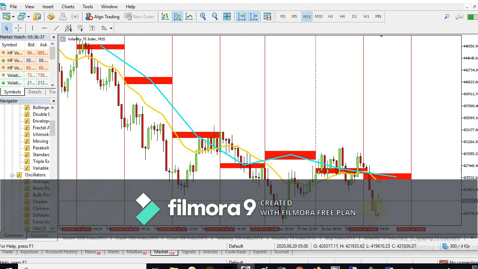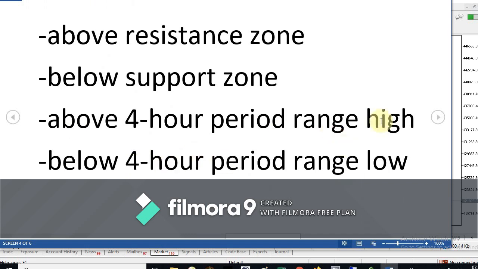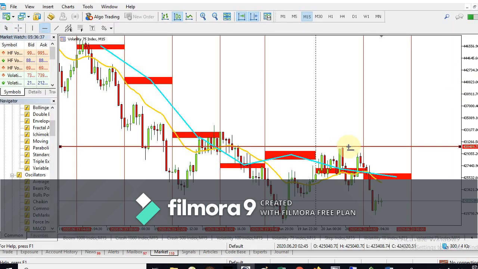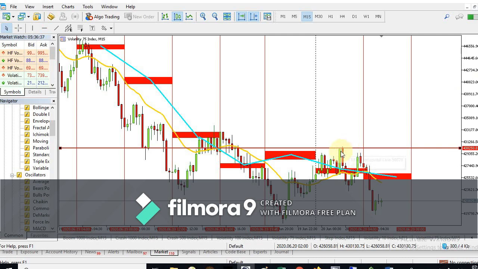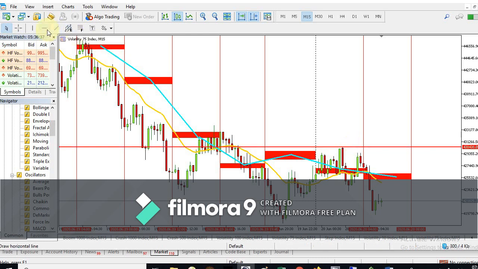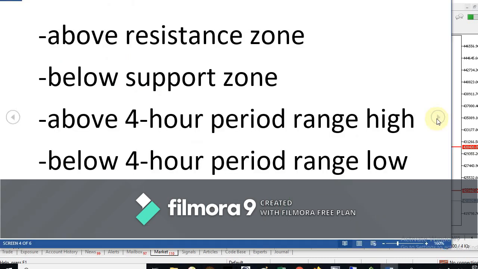We can see what happened. It came down. So another condition is above the 4-hour period range high, or below the 4-hour period range low. Now the current price is here, so our 4-hour period range high will be from the previous 4-hour period. The highest point on this 4-hour period is your range high, and the lowest point is your range low. I can see price broke the range low here, and we will expect price to continue to go downwards.